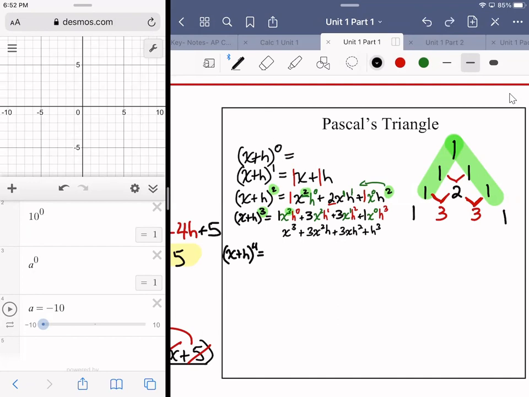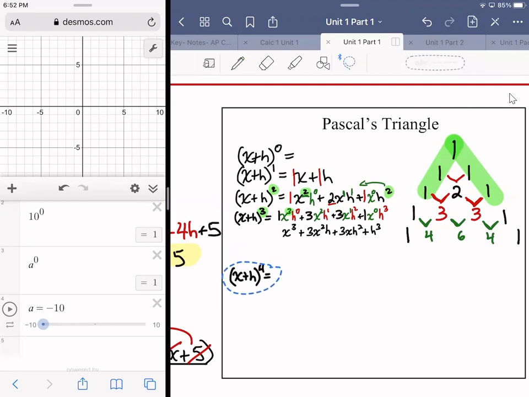All right, so I would construct my next row starting and ending with a 1, taking the sum of consecutive values along the way. So 4, 6, 4. Those would be the coefficients of my expansion. So when I'm looking to expand out x plus h to the 4th, I would then write 1, 4, 6, 4, and 1.